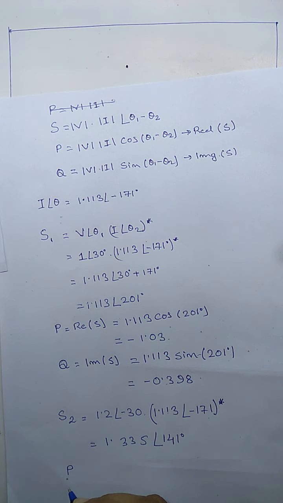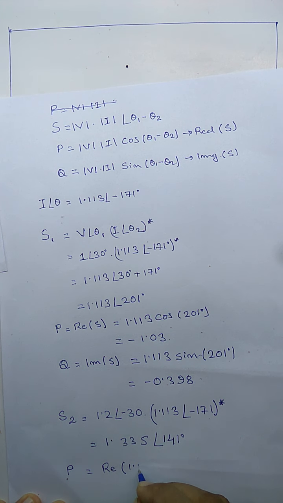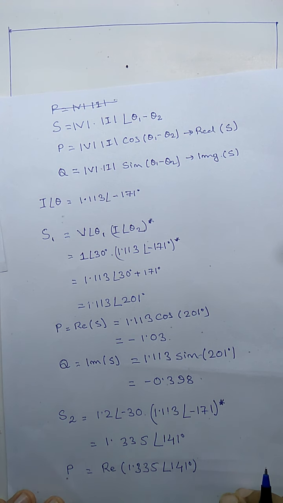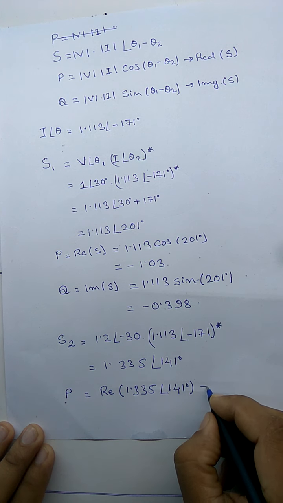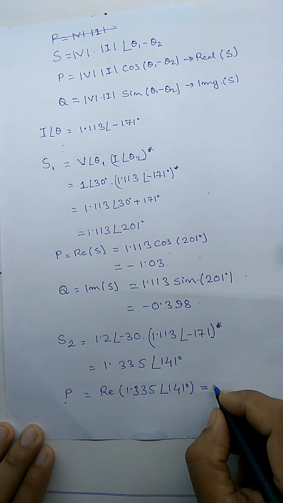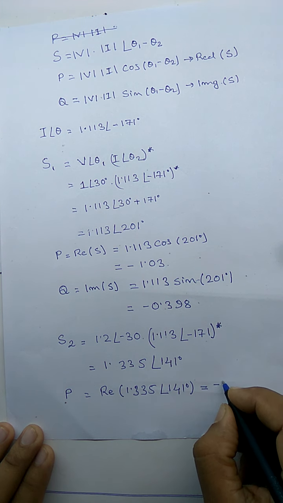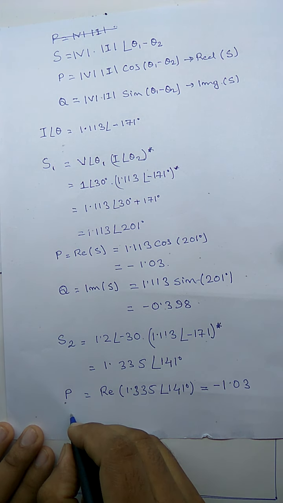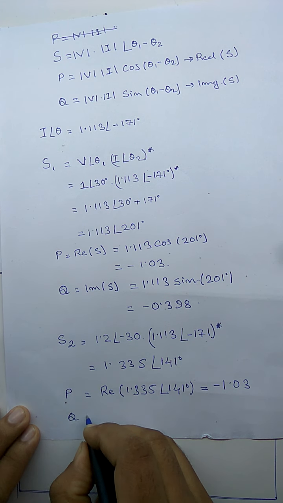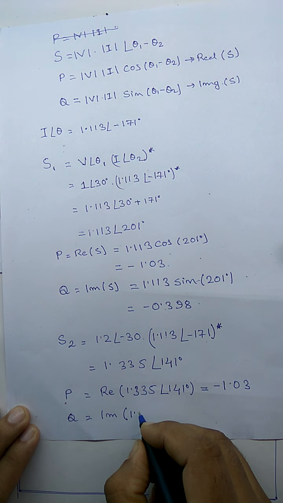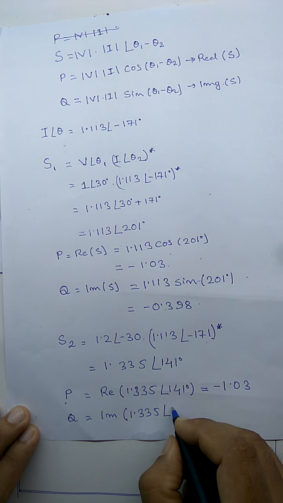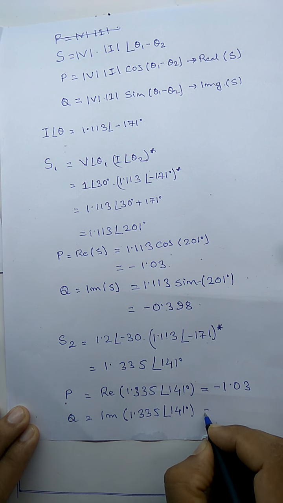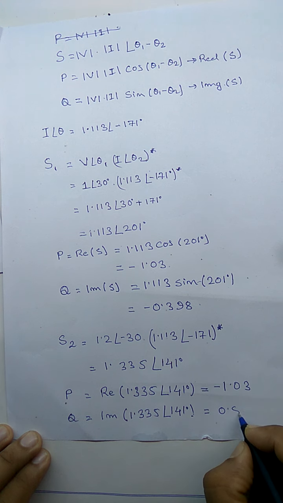If you calculate active power from this, it will be the real part of 1.335 at an angle of 141 degrees, that is equal to minus 1.03, and Q will be equal to the imaginary part of 1.335 at an angle of 141 degrees, that is equal to 0.84.